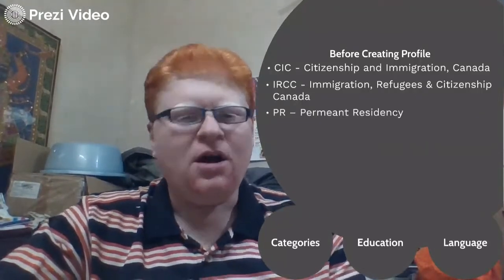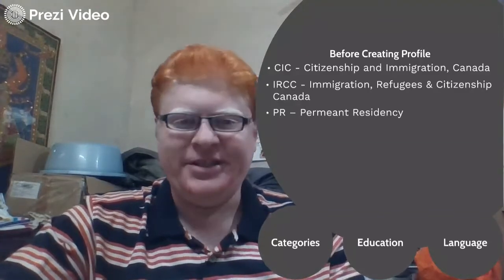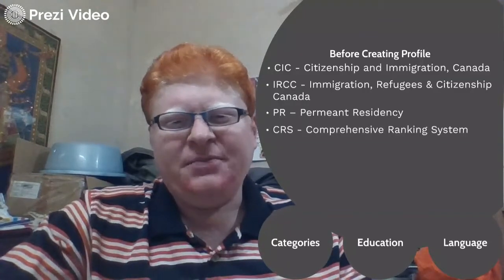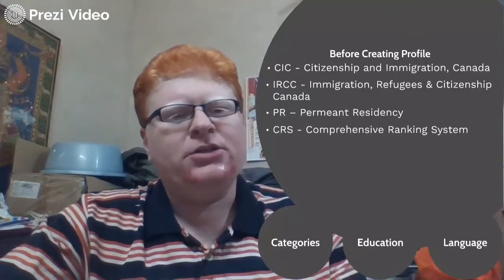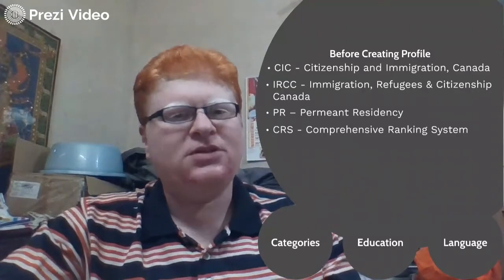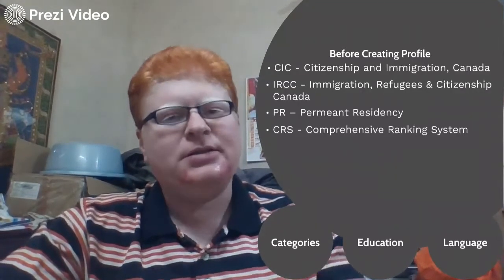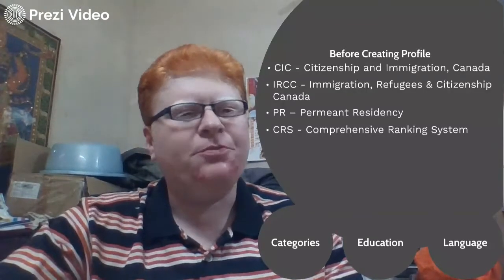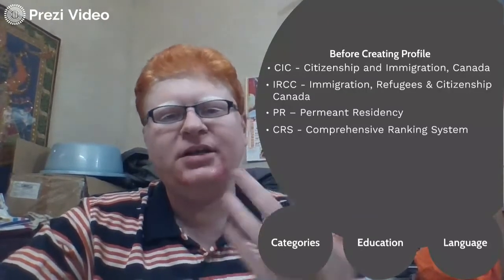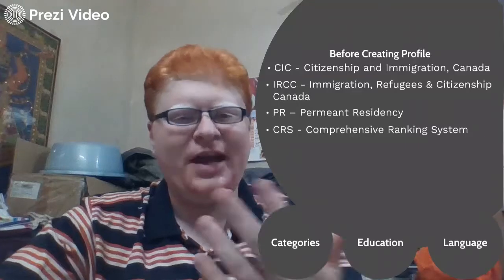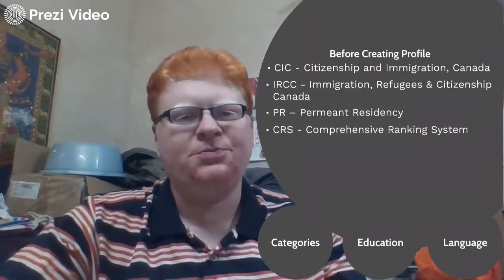Second is PR. Of course, that is what you are applying for, permanent residency. Another term is CRS. Canada has a system which gives you points. This system is called CRS points, the Comprehensive Ranking System. You will be assigned points for your education, language and all, which we'll see in the next part of the videos. Now there are various categories under which you can apply.